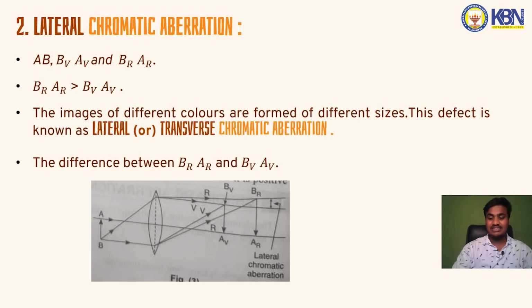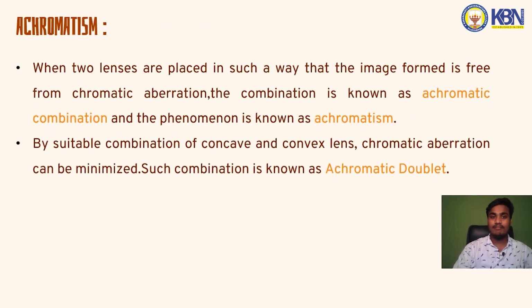Now we will see how this is a defect: the image is either colored or blurred. Then we are going to see how we can reduce this defect, which is achromatism. This defect can be minimized. Chromatic aberration can be minimized by using the phenomenon of achromatism.